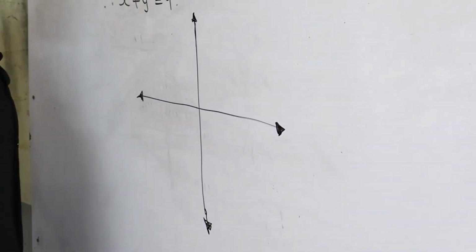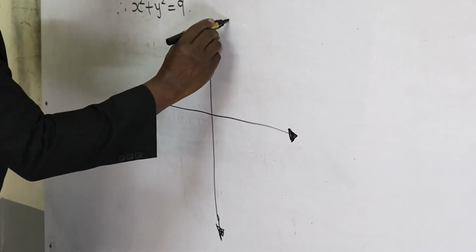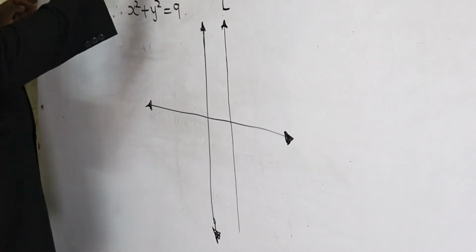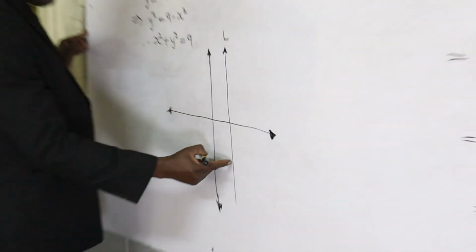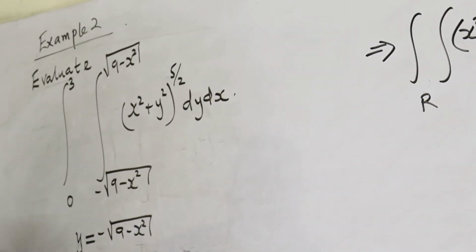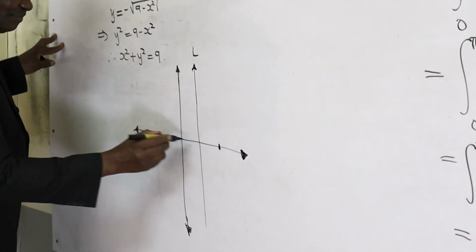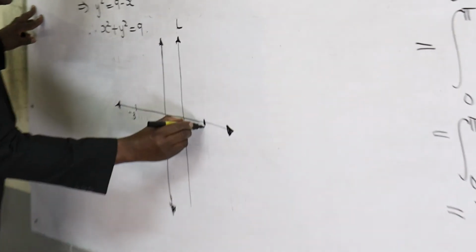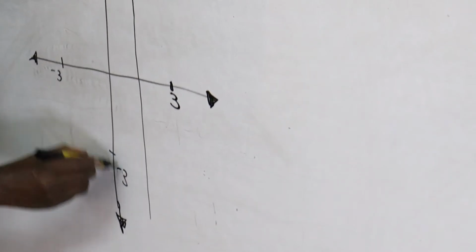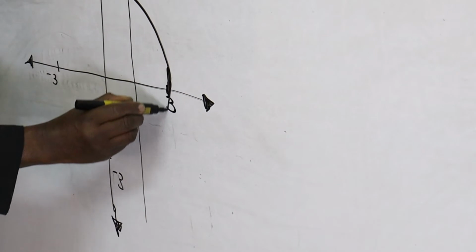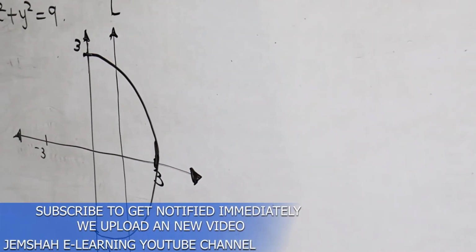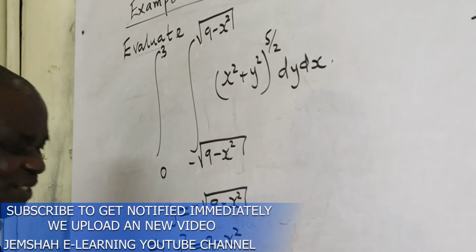Now, because we are starting with the dy, we put some arbitrary construction line, and we say that is a line L. It was entering the part of the circle where y is negative, and leaving the part of the circle where y was positive. So when you draw the circle, this is a circle of radius 3. So here are minus 3 and 3. The region will be like this because the x values are only starting from 0 to 3. So this becomes our region.